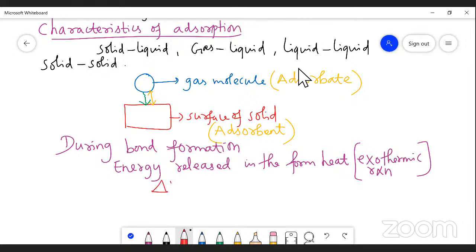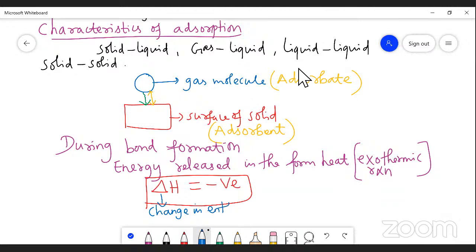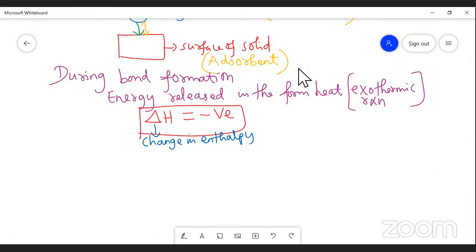So I can give you the del H. What is del H? Change in enthalpy. This del H value I indicate with a negative sign. Why? There is loss of heat. Del H means change in enthalpy, and enthalpy means heat. So what is the value of del H? Negative.